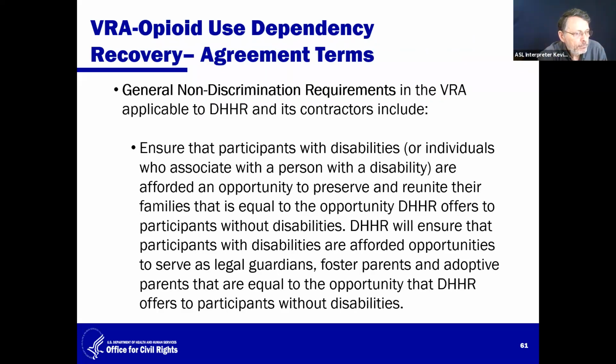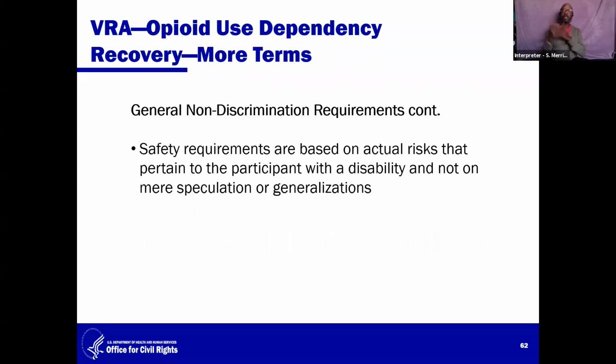So the general agreement terms of this voluntary resolution agreement included ensuring that individuals with disabilities are afforded an opportunity to preserve and reunite with their families that is equal to the opportunity that the agency offers to participants without disabilities, and to ensure that individuals with disabilities are afforded the same opportunities to serve as legal guardians, foster parents, and adoptive parents. Next slide, please.